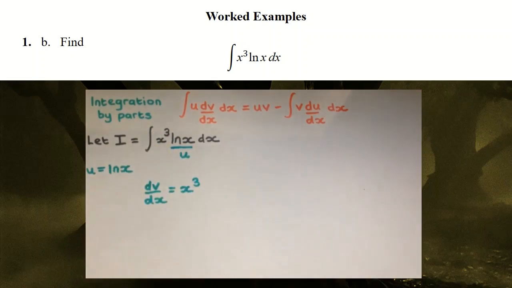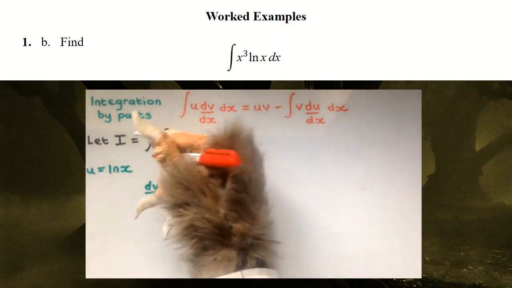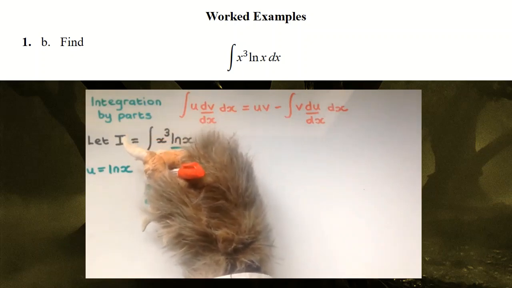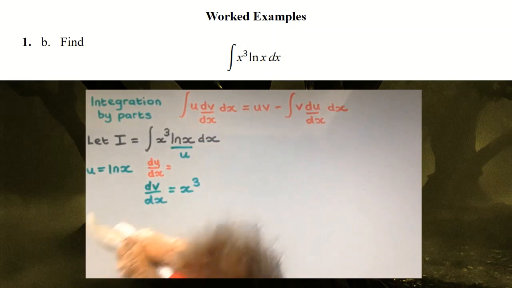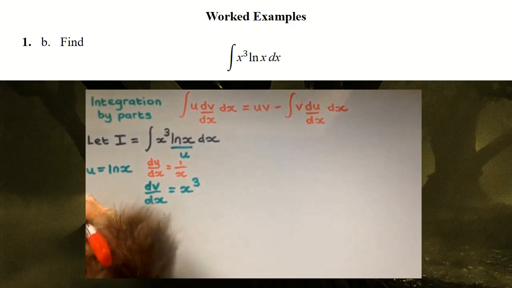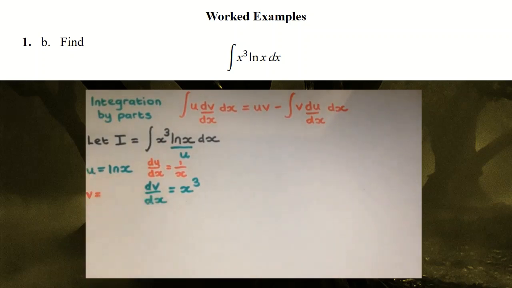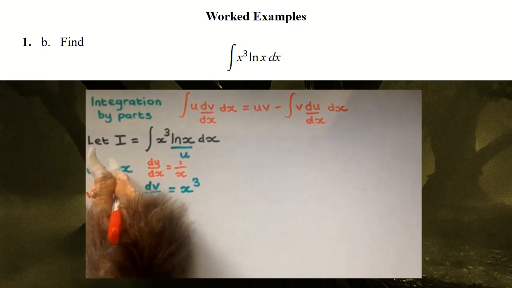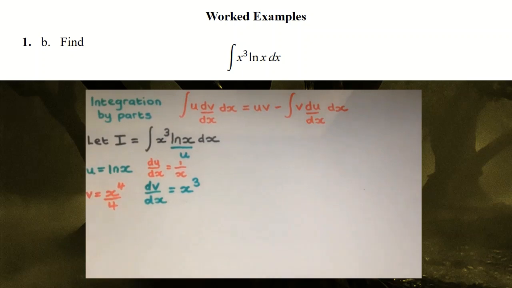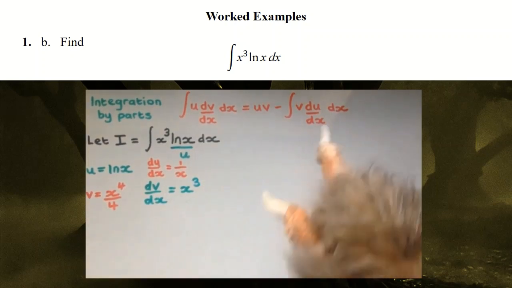So du by dx, try not to rub it out. Okay, so that's going to be 1 over x. There it is. And v, we integrate x cubed. So remember, that's classic year 1 integration. So add 1 to the power and divide by the new power. So that's a quarter x to the power 4. Now we're ready to go. So let's substitute everything into the right hand side of our integration by parts formula or process.